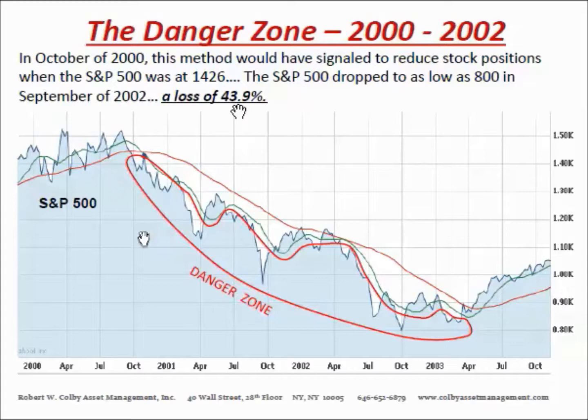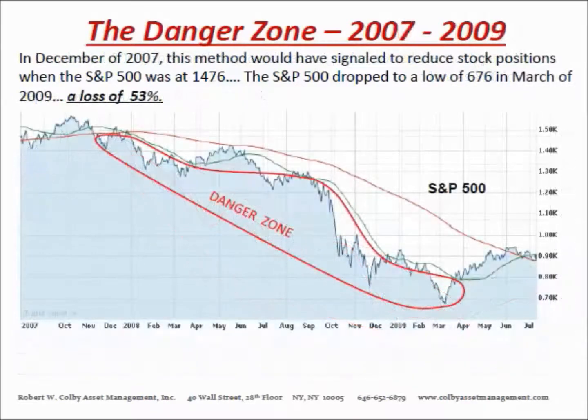43.9% the S&P lost. The S&P 500, that's the market. During that 2 years, you're not going to make any money buying stocks, so don't try. You may make some money selling short if you're able to do that. So here's 2007 through 2009. Like I said earlier, way up here, there was a major signal to get out of stocks in December of 2007. And then things got ugly, and things got really ugly.